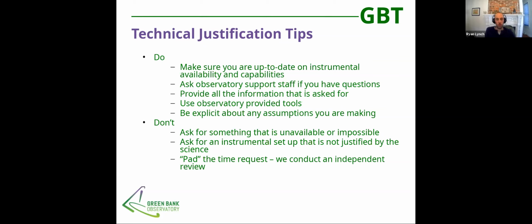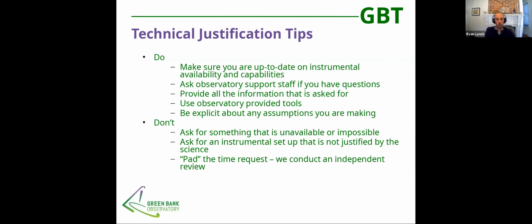On the technical justification, this is very important. So make sure you understand what the GBT is currently capable of doing. New instruments come online. Sometimes old instruments are retired or may not be available in a particular semester. So make sure that you understand what is actually possible to do from a technical perspective. If you have any questions, always reach out to an observatory staff member. And you know us now, so that'll be easier for you to do. We have, like I said, a predefined form that I'll show you in a little bit that prompts the particular types of information that we want for the technical justification. So fill that out completely.